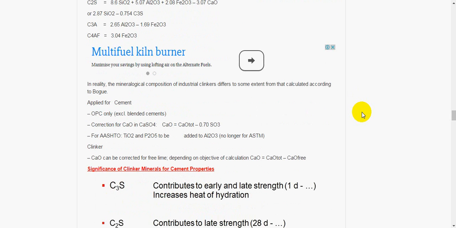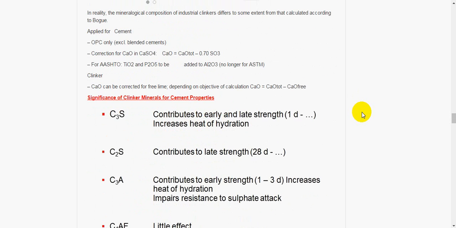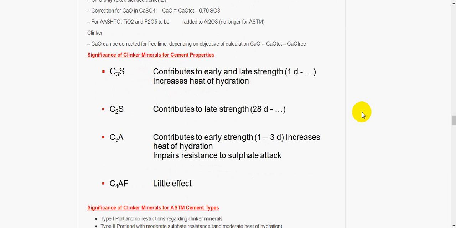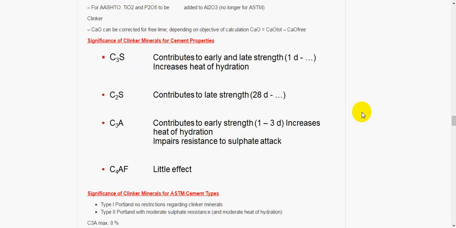In reality, the mineralogical composition of industrial clinkers differs to some extent from that calculated according to Bogue. Applied for cement: PC only, excluding blended cements. Correction for CaO in CaSO4: CaO equals CaO total minus 0.70 SO3. For Ortho, TiO2 and P2O5 are to be added to Al2O3, no longer for ASTM. Clinker CaO can be corrected for free lime. Depending on the objective of the calculation, CaO equals CaO total minus free lime.